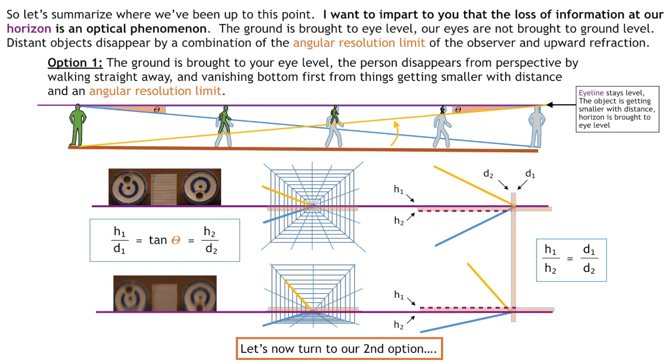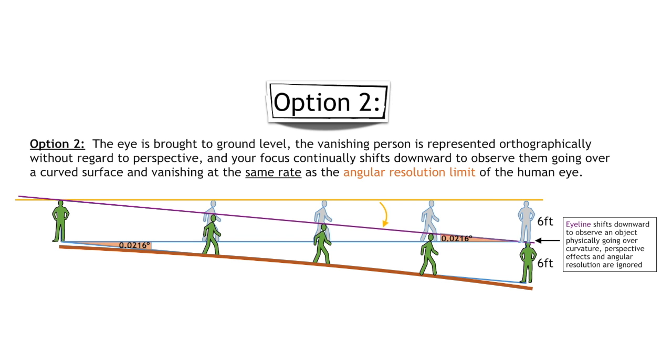Let's now turn to our second option. So option 2 was that the eye is brought to ground level. The vanishing person is represented orthographically without regard to perspective, and your focus continually shifts downward to observe them going over a curved surface and vanishing at the same rate. It just so happens to be the angular resolution limit of the human eye, and we will show that momentarily. So again, within this diagram, our eye line must shift downward to observe an object physically going over curvature. Perspective effects and angular resolution are ignored.